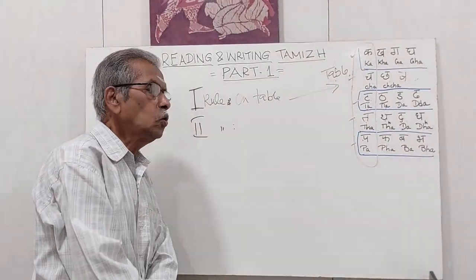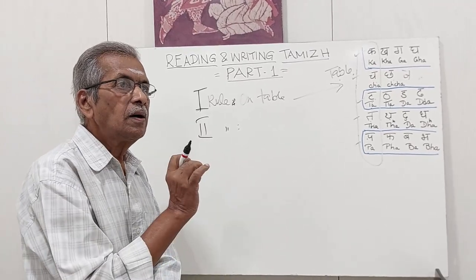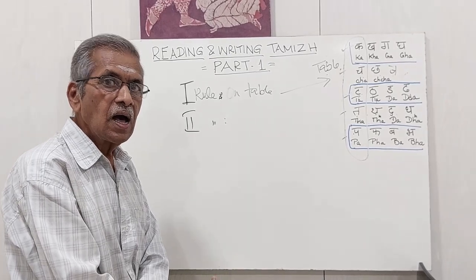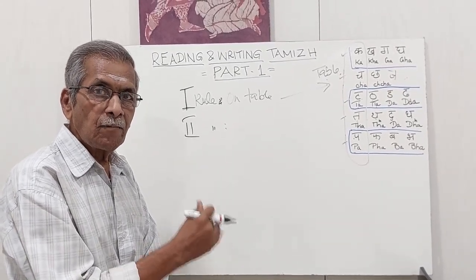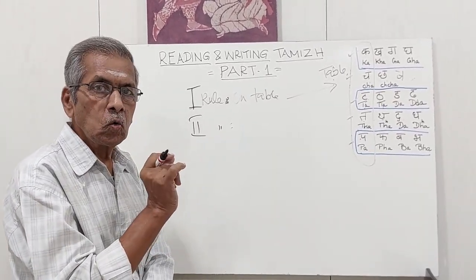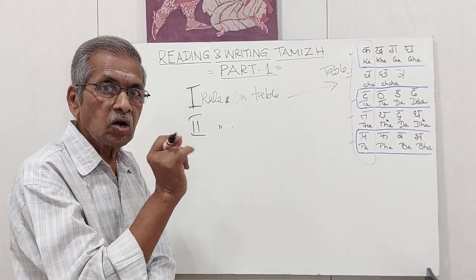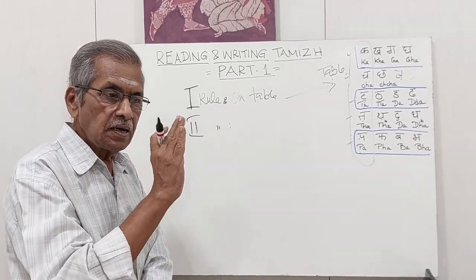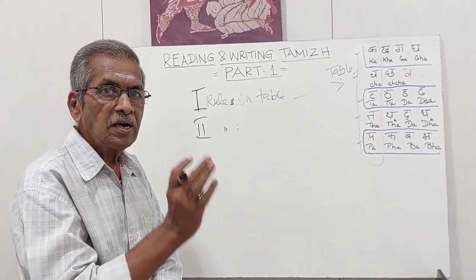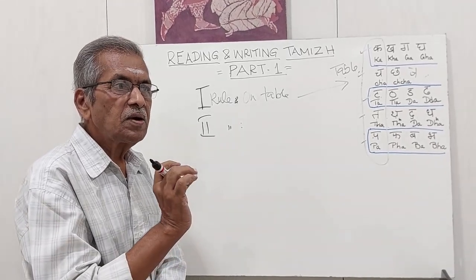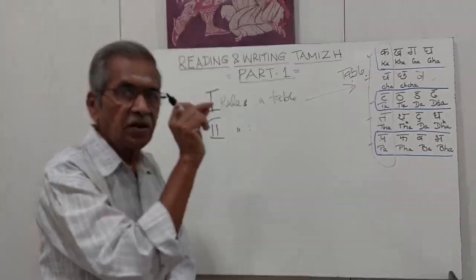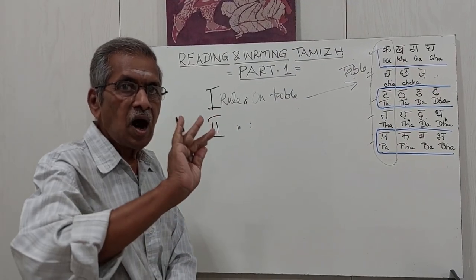Rule 2. In rule 2, what we say is, now we have several letters in Tamil: ka, cha, ta, la, ra, ga, ma, and so on. Now, this rule says that when you put a dot on the top of the letter, it transforms the letter such that the vowel part is taken out and the consonant part will remain. That means, for example, if you say ta, it is actually it plus a. Now, when you put a dot on the top of it, it becomes it and a is removed.